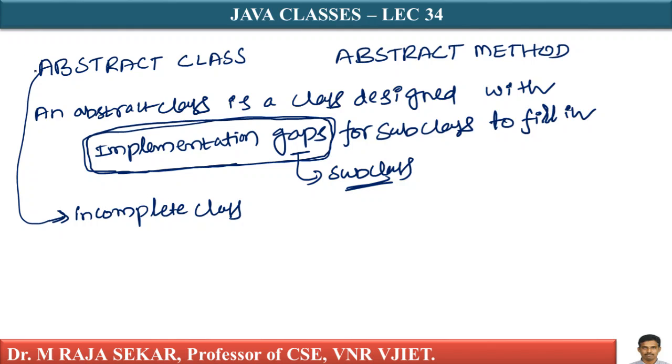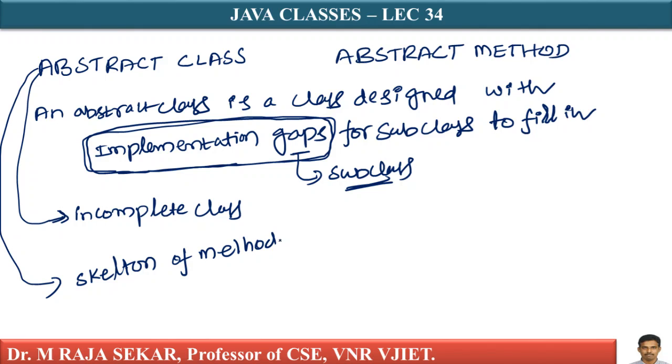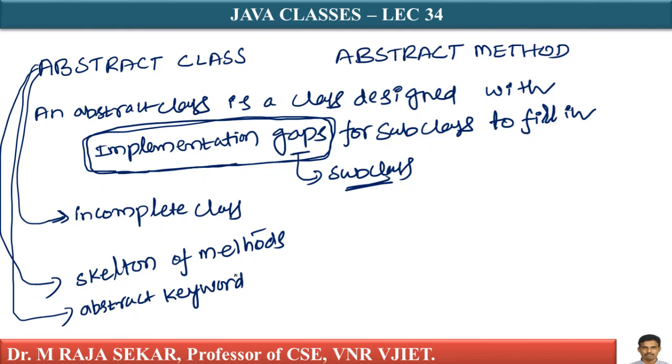What is the purpose? This abstract class gives a skeleton of methods. That's important. Then who has to fill this skeleton? The subclass has to fill this skeleton. The abstract class should be declared with the abstract keyword. Yes, there is a keyword known as abstract keyword. With the help of abstract keyword, I can declare an abstract class.